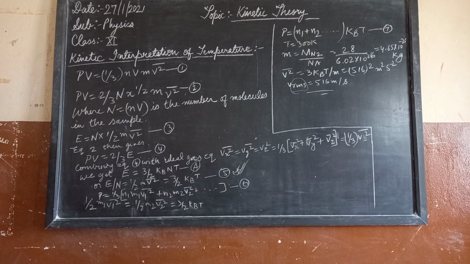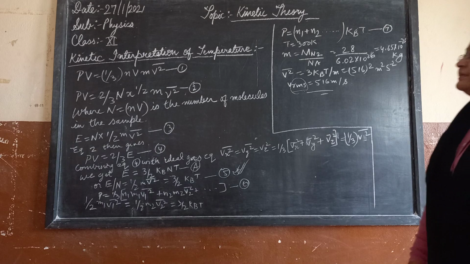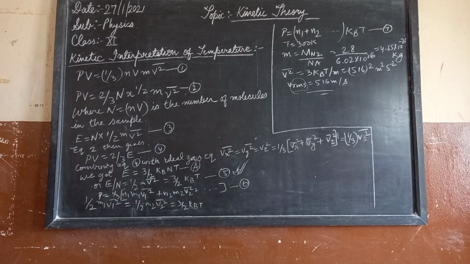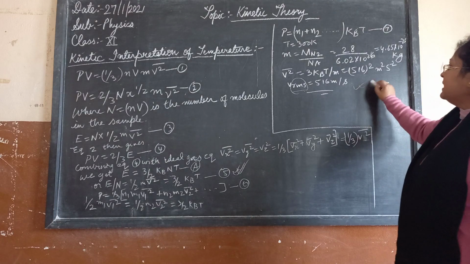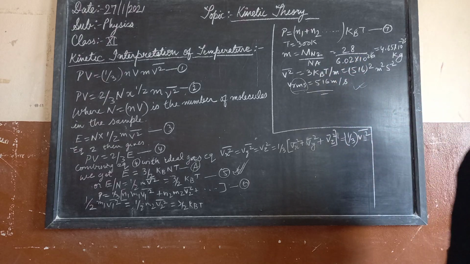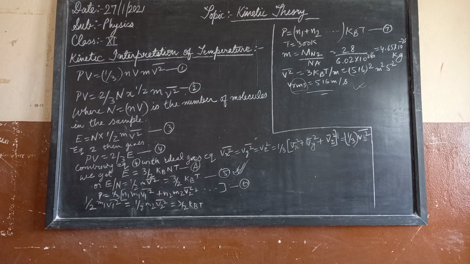So this is the kinetic interpretation of temperature. It depends on the temperature, not on the pressure or the volume itself. The temperature of 300 Kelvin was given, and the RMS value has been calculated by this value, with N2 given by 28. Thus we have interpreted the temperature in the kinetic theory.